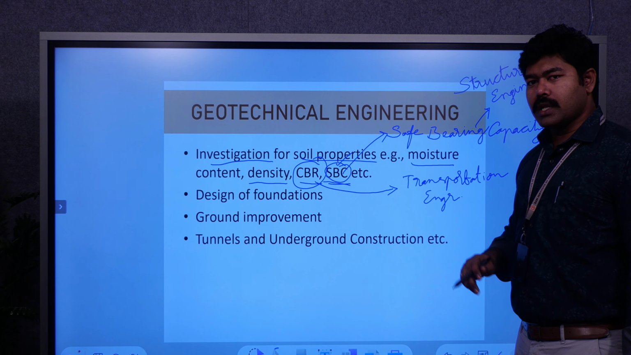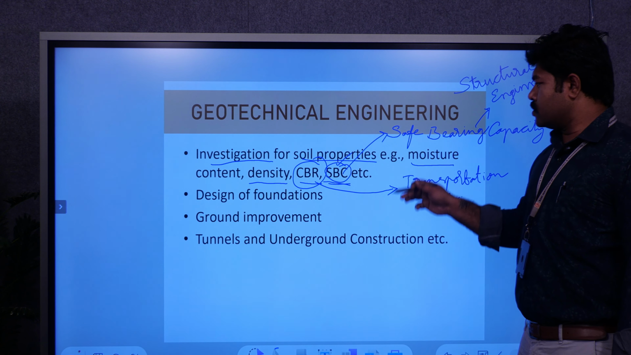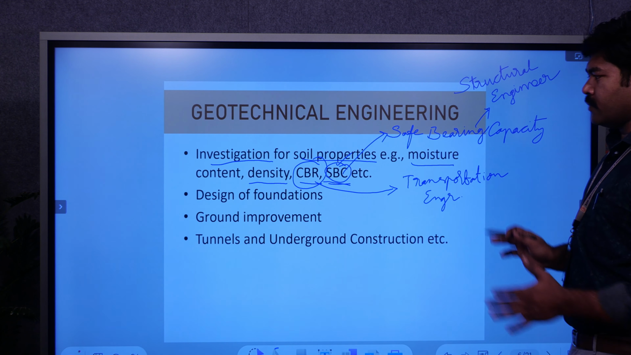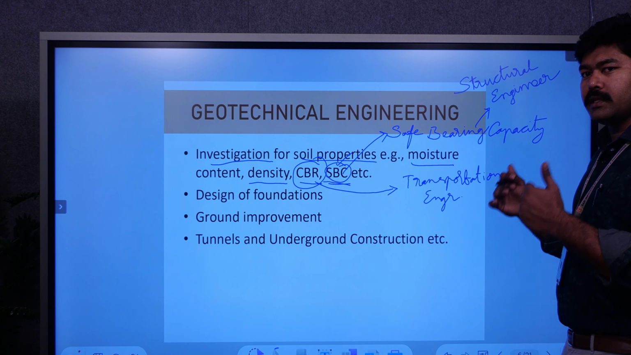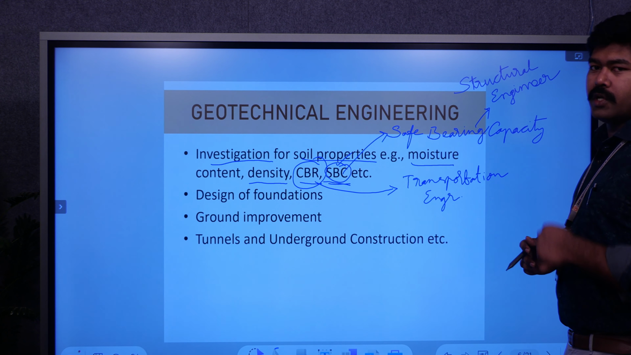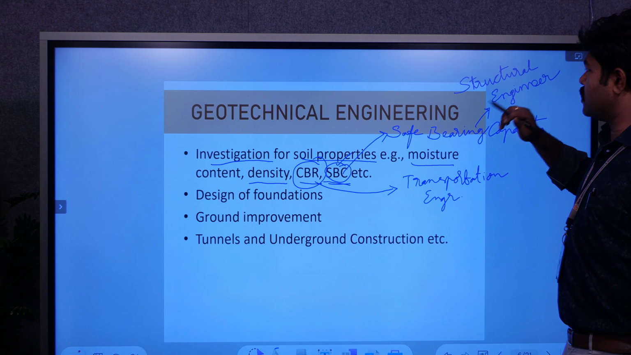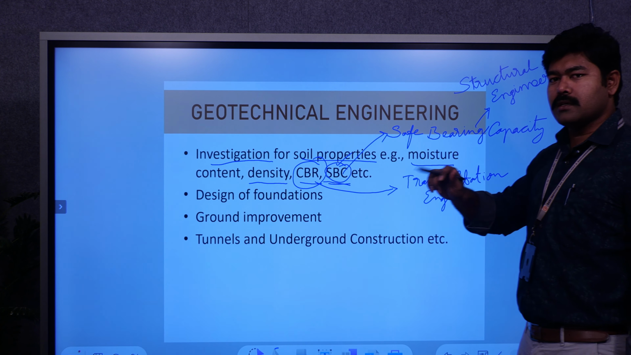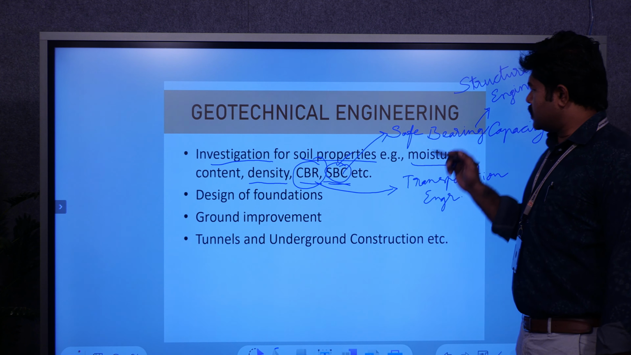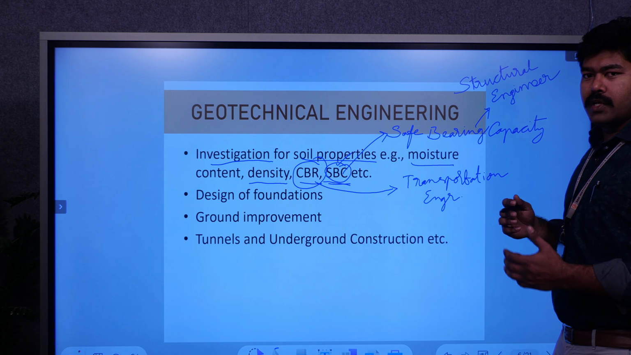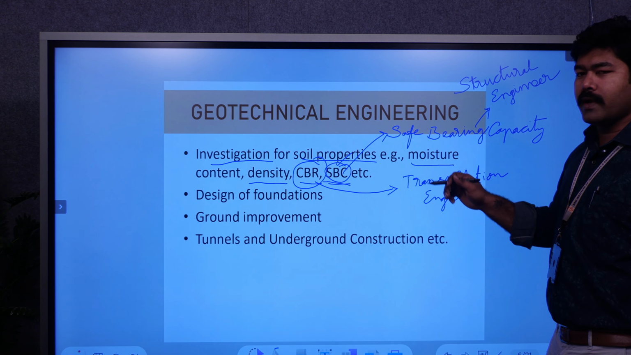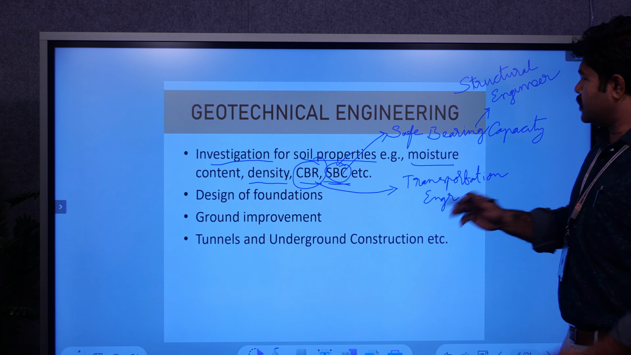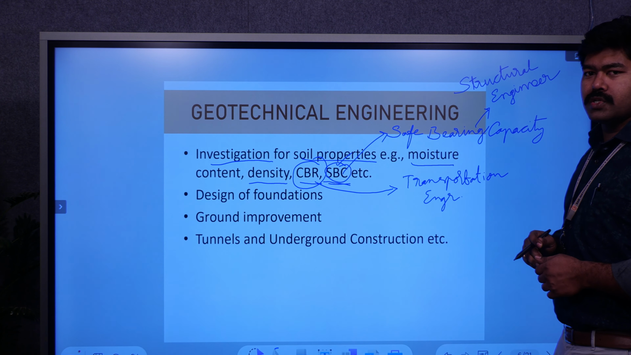The geotechnical engineer also provides the SBC value to the structural engineer. SBC means safe bearing capacity, that means the safest bearing capacity of the soil to bear the loads from the structural foundations. For designing a structural foundation, the structural engineer requires the SBC value. If the soil has a low SBC value, the structural engineer will design the foundation with more strength. If the SBC value crosses the required limit, then the structural engineer will design the foundation in the normal way.